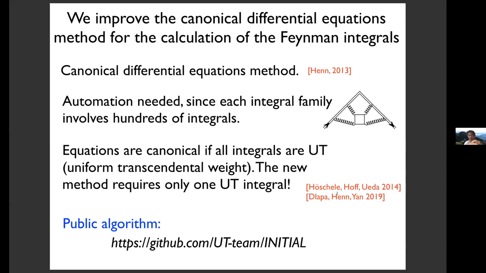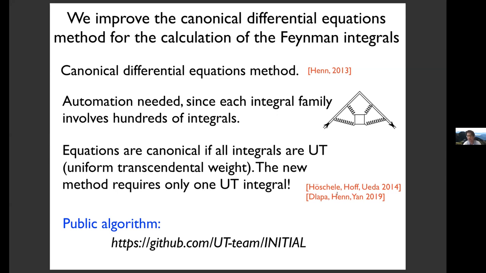But in many situations, you may have only a shorter list. You have partial information, only some integrals that are UT, but you'd still like to use that information. And this is essentially what our algorithm provides. In fact, it only needs one UT integral, and then from that information, it deduces algorithmically the transformation to the canonical form. And then it's easy to compute the integrals.